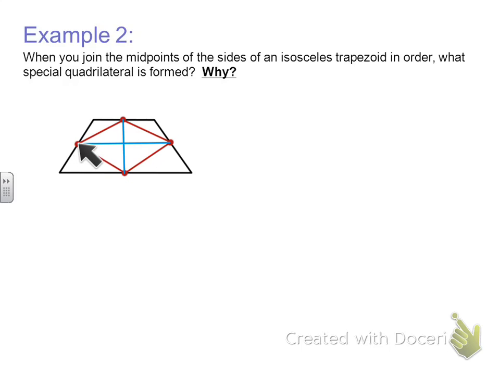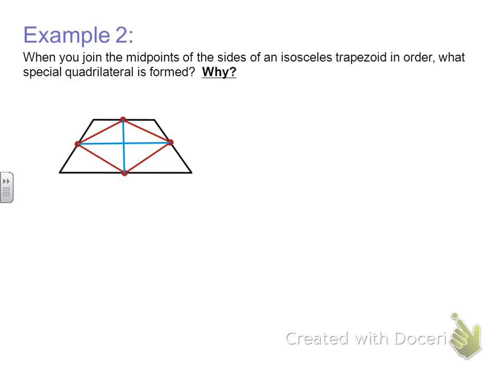And then we already know that this line right here, it's a mid-segment of a trapezoid, and it should be parallel to the top and the bottom. And so we're assuming that these are perpendicular. Okay, but how do I know it's not a kite? Because a kite also has perpendicular diagonals.